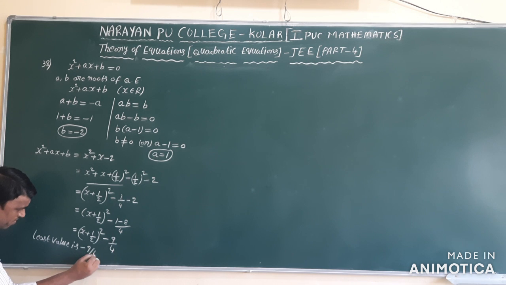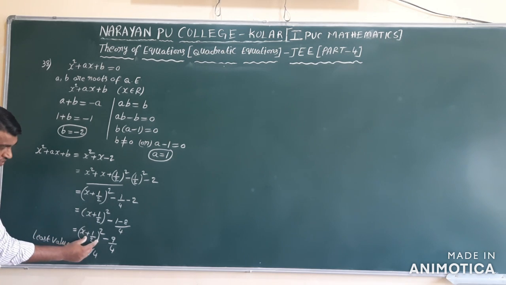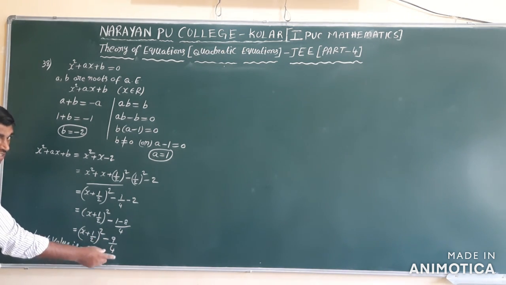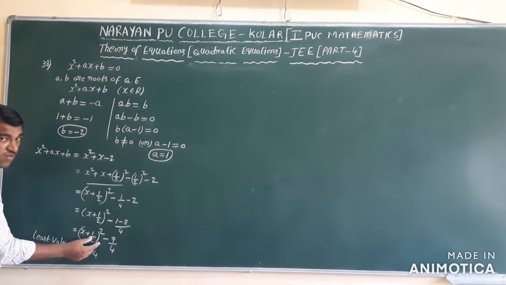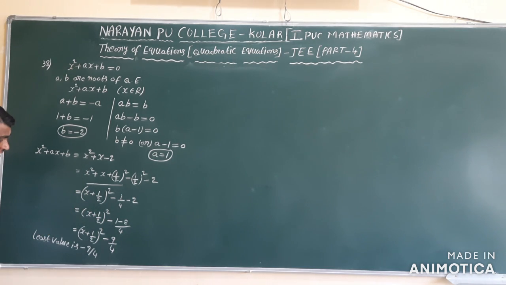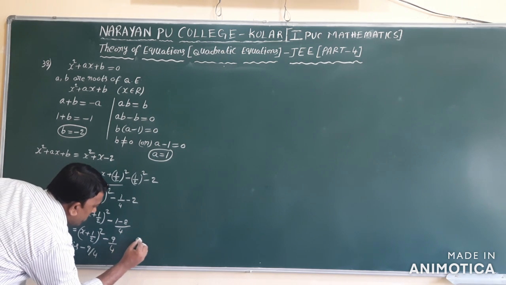Minus 9 by 4. It's not compulsory 0. Generally you can take real numbers anything. Suppose if it is 1, minus 9 by 4, that is some more value we will get. If you get the least value, it will become 0. Then only least value will be got. Least value is minus 9 by 4. Option D is correct one.